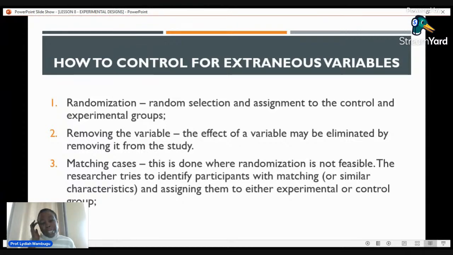The other one is matching cases, where randomization is not feasible. The researcher tries as much as possible to match the participants who will be assigned to either experimental or control group, so that they have similar characteristics. They have those characteristics that they want to measure.